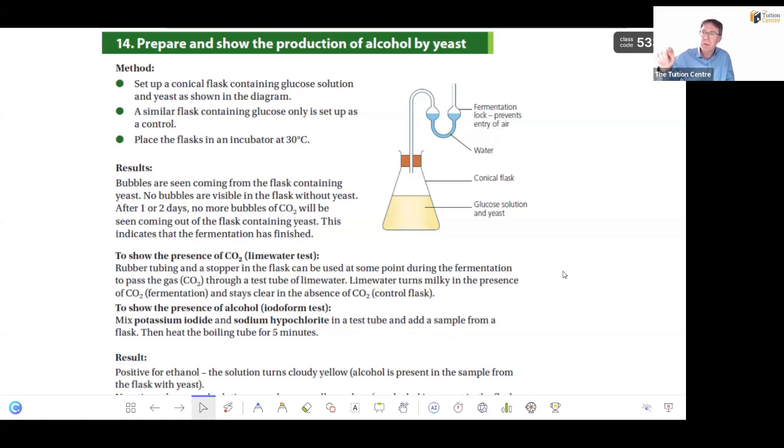So glucose will get converted into alcohol by the yeast. Temperature has to be kept at 30 degrees. That's the optimum for yeast. And the fermentation lock is, anyone know what that's for? Answers in the chat box. What is the fermentation lock for? Two things, really. Well, one thing, actually, really. What's the purpose of the fermentation lock?